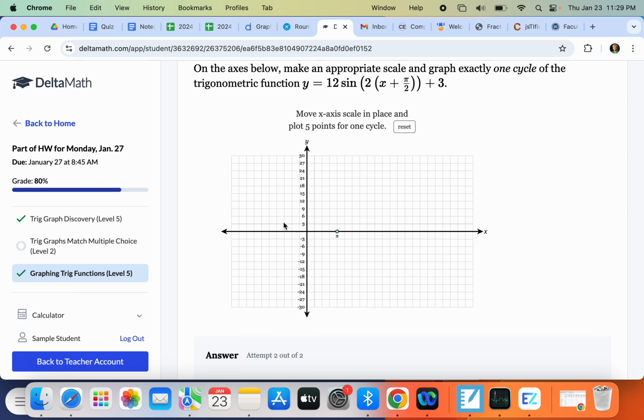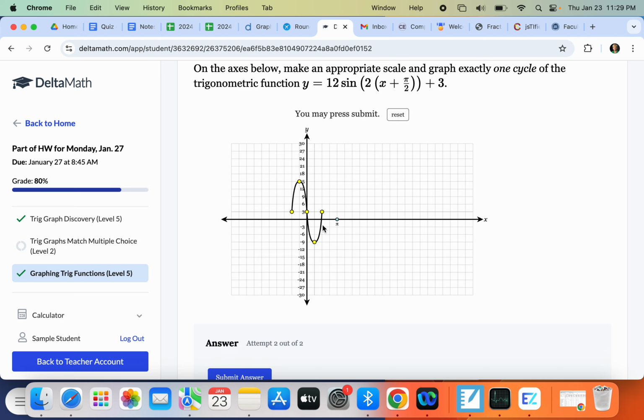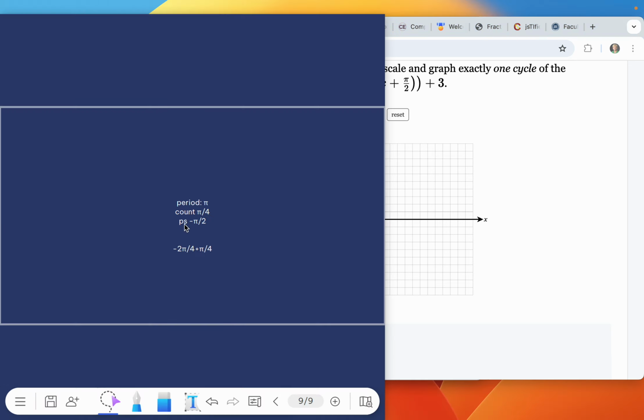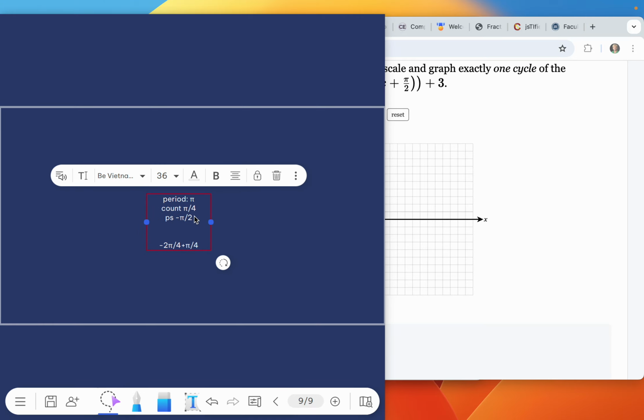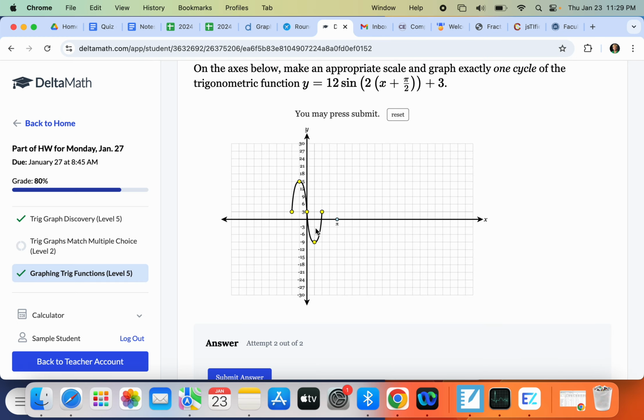So I'm starting at 3, because it's moved up 3. From there, I go up 12 to 15, back to 3, down 12 to -9, and back to 3. And there's my sine wave. Now what I've done is I've gone back, easy right, I've gone back to negative pi over 2, and I counted by pi over 4s. So this is negative 2 pi over 4, negative pi over 4, 0, pi over 4, pi over 2.